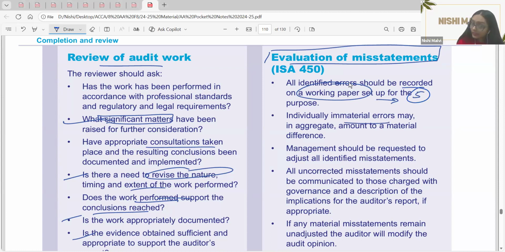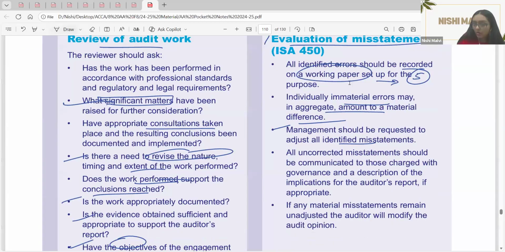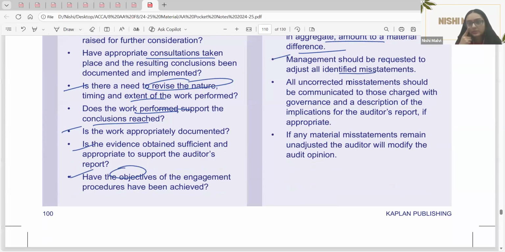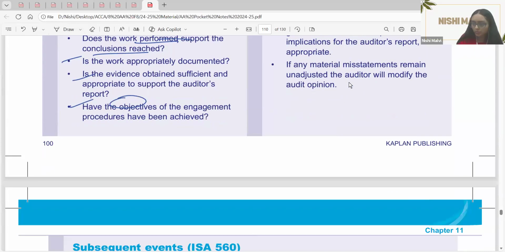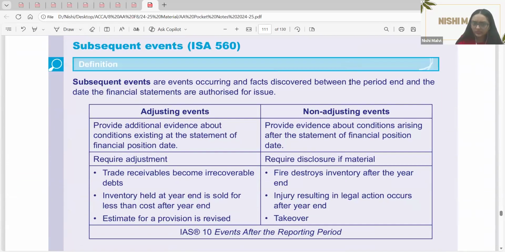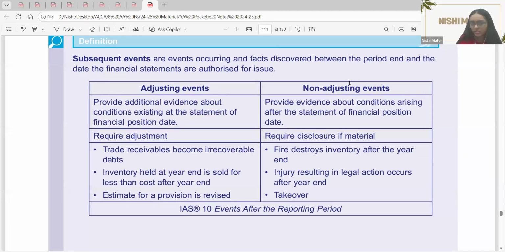Individual material errors, whether they are considered or not, whether aggregated, corrected or not, you need to check that. Management should be requested to correct all identified material misstatements. Any uncorrected misstatement, you can talk with those charged with governance. This is the same thing: if you identify a problem, ask the management to change it. If they deny, discuss with those charged with governance. Even if they deny, change your opinion. Okay, adjust your audit opinion, depending on the materiality level. That's it.